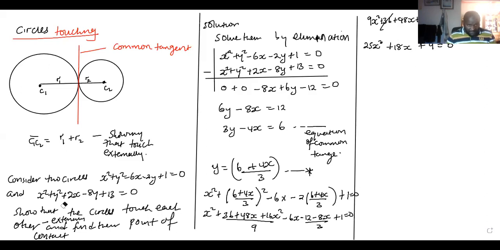So I had forced myself to have this word externally. Let me remove it. So what do you get? X is negative 0.36. Elizabeth has given us negative 0.36. Another one?